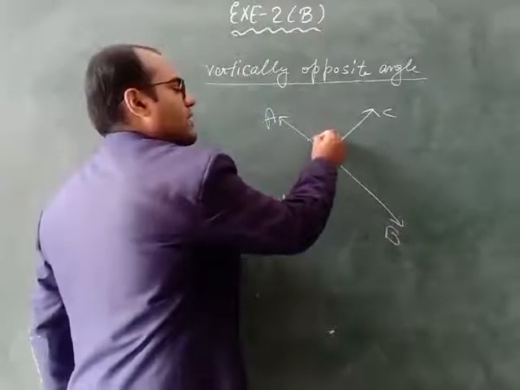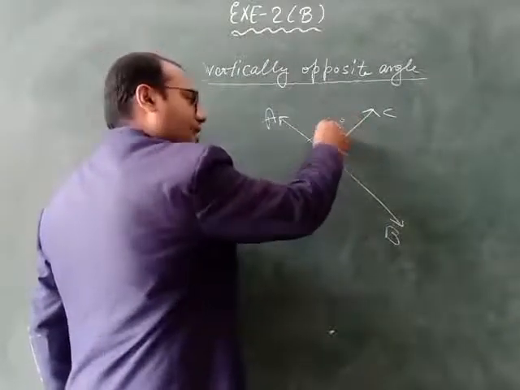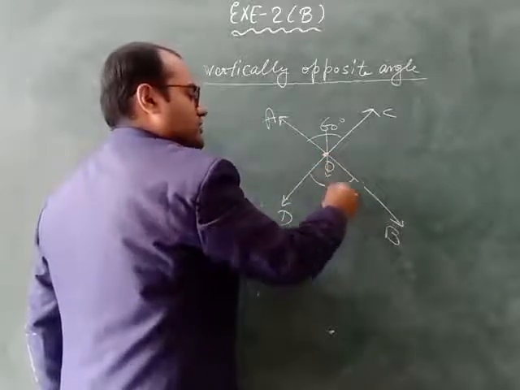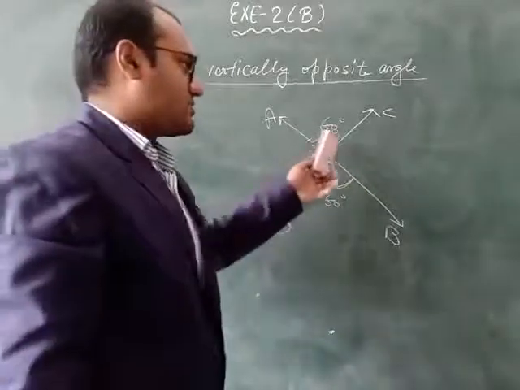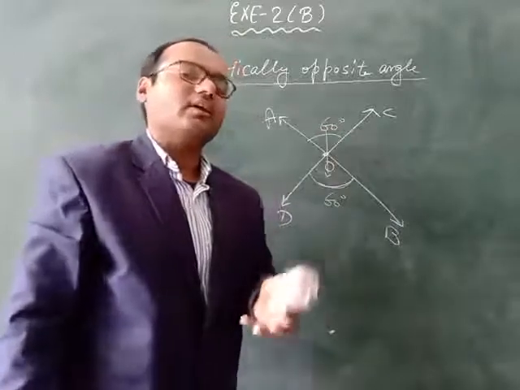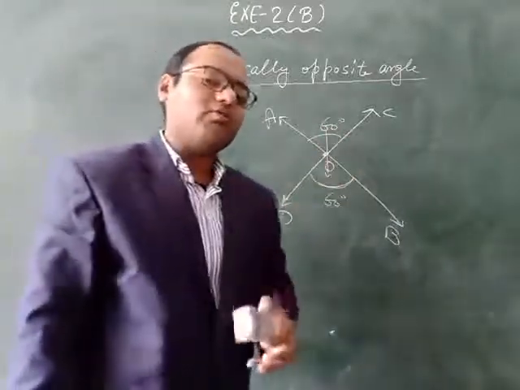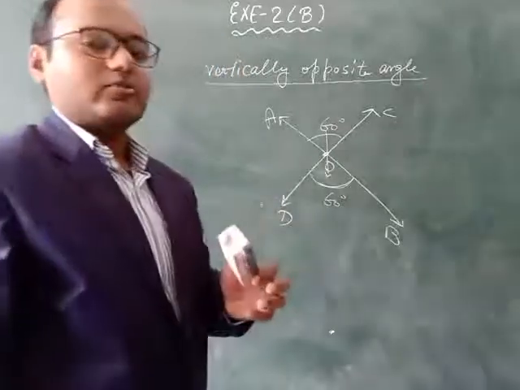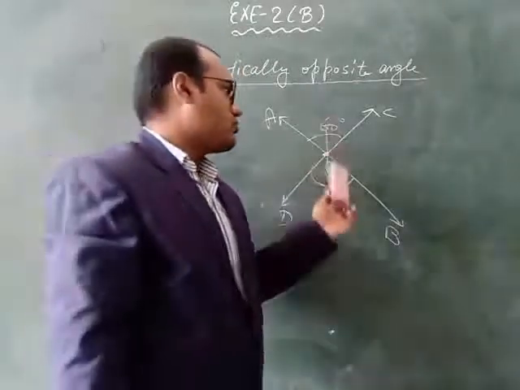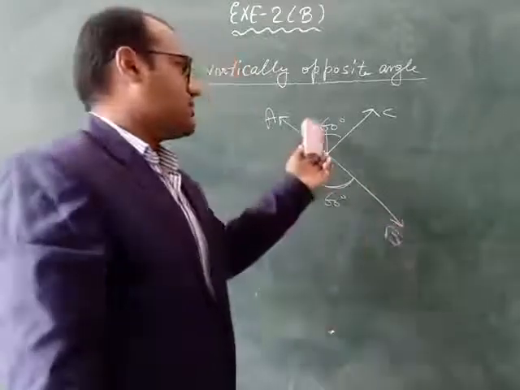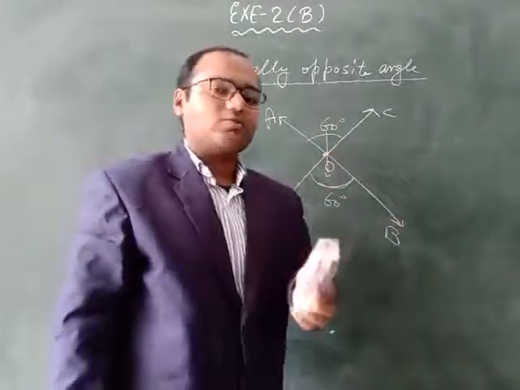If this angle is 60 degrees, then the angle opposite to this angle, this one, will also be 60 degrees. So such angles are known as vertically opposite angles, and these two angles' values are equal to each other. So in vertically opposite angles you have to remember opposite angles are equal, and the reason is these two are vertically opposite angles.